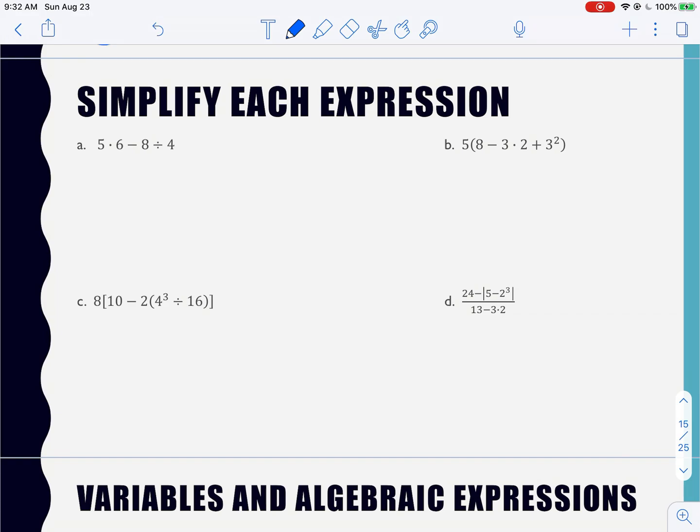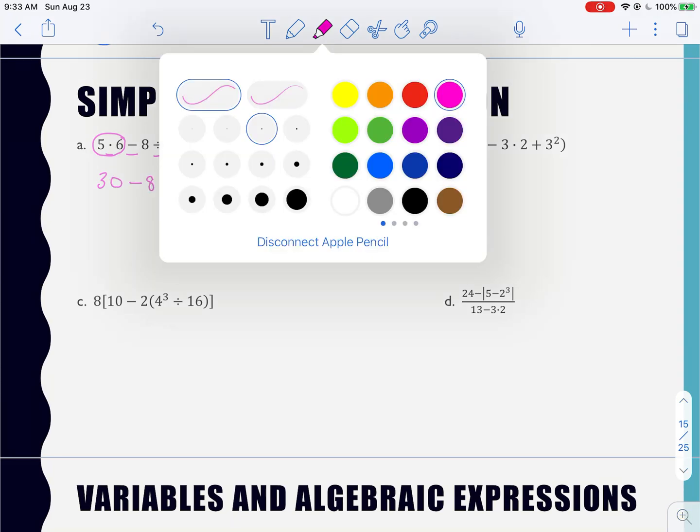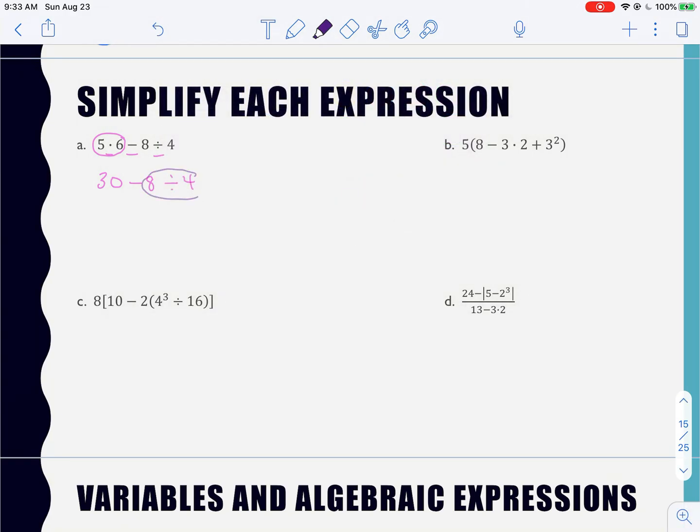So let's go ahead and try one. So if we're doing order of operations on A, our 3 operations are multiplication, subtraction, and division. Multiplication and division would come before subtraction. Multiplication comes first, so we're going to do that step first. So 5 times 6 is 30. So now I have 30 minus 8 divided by 4. And again, division comes before subtraction, so I'm going to divide first. So this is going to be 30 minus 8 divided by 4 is 2. And then our last step is subtraction, and 30 minus 2 is going to be 28.